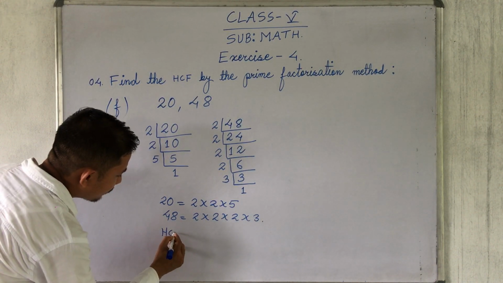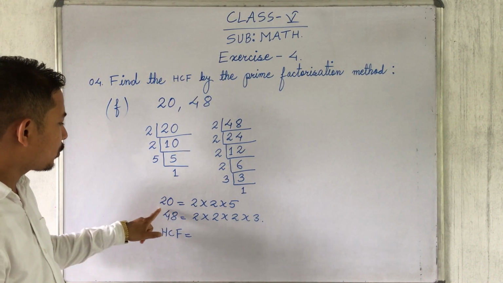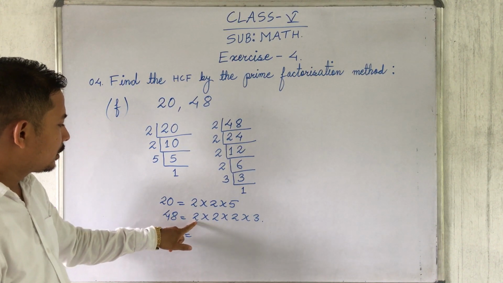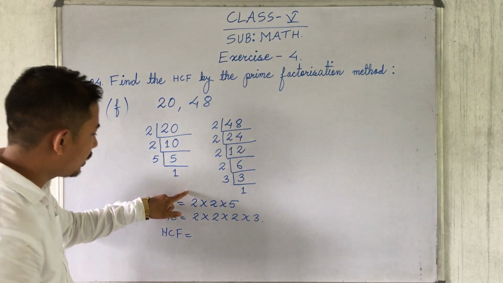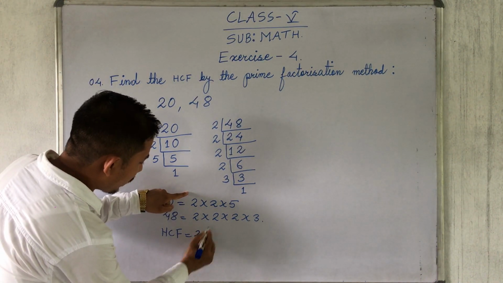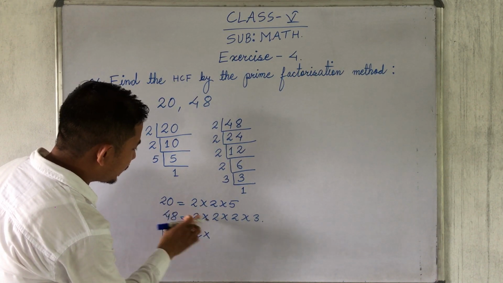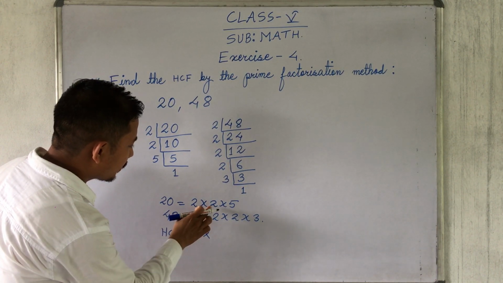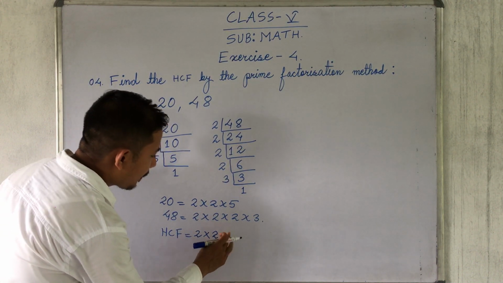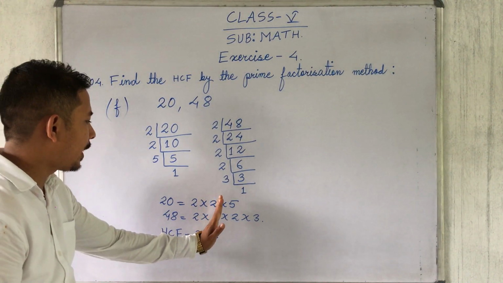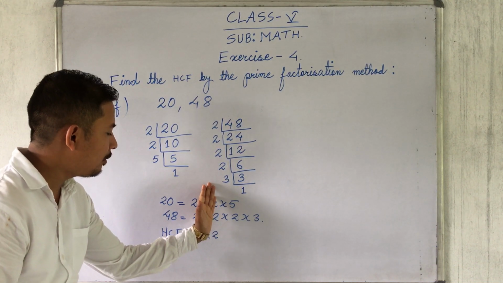Now HCF. What will be the HCF? Now see here, there is 2 as a factor of 20, and here in 48 if you see there is also 2 as a factor. So from this 2 factor, we can take one 2 as a common. Okay. So this 2 is a factor of 20, and this 2 is a factor of 48. So from this we have to take one 2 as a common. But now look at, after taking this 2 as a common, this work is completed now. Okay.